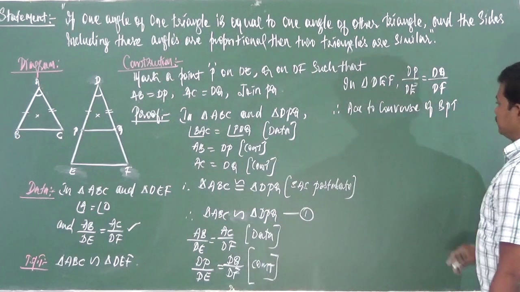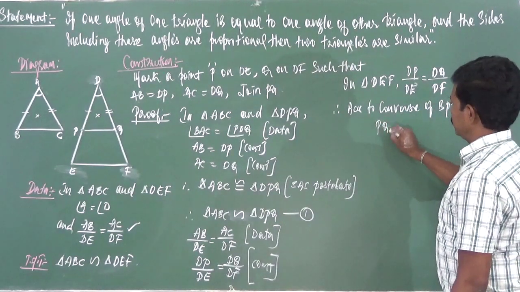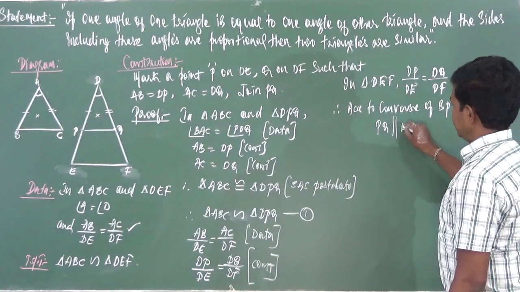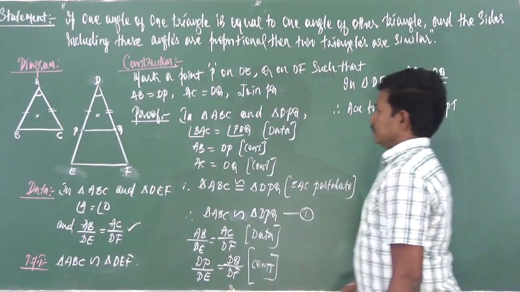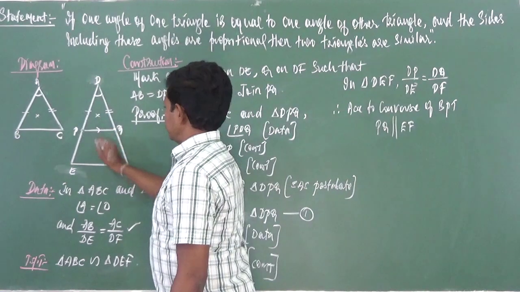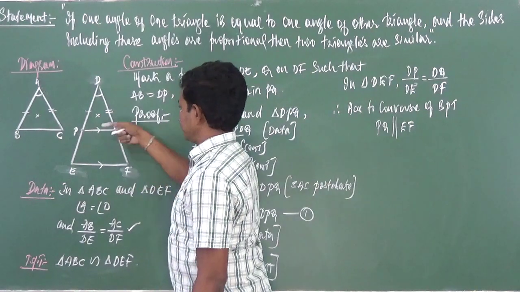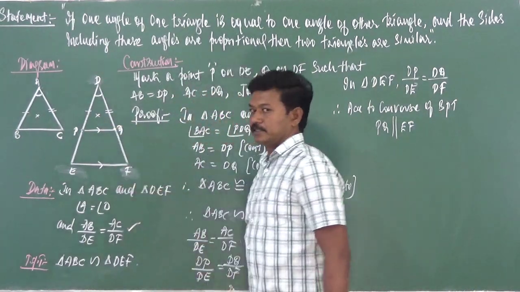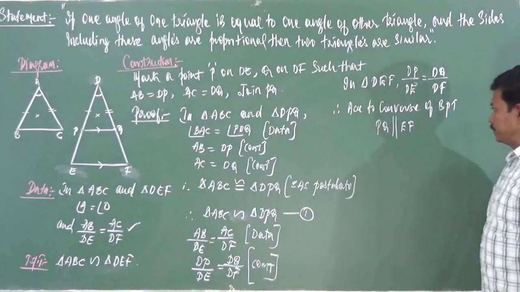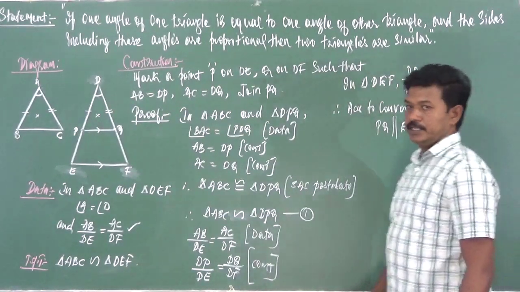of BPT, PQ should compulsorily be parallel to EF. Therefore PQ should be parallel to EF, because if a line divides any two sides of a triangle proportionately, then it is parallel to the third side. So this is according to the converse of BPT, PQ parallel to EF.